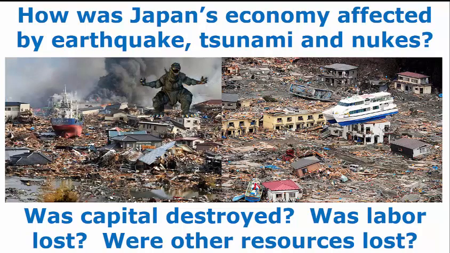Every once in a while, something will happen to an economy where they experience a decrease in the long-run aggregate supply curve. A really good example from recent history is the Japan earthquake, tsunami, and nuclear reactor meltdown. We're going to see that a lot of capital was destroyed. These images you're seeing are real pictures, aside from the reptile. Anyway, also there's a lot of life lost, lots of labor was lost, and other resources were lost.